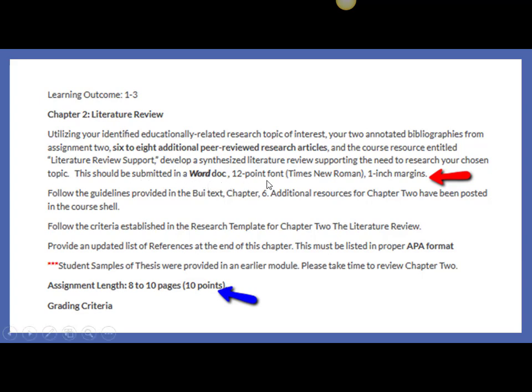This is a Word doc. If you haven't put it into a Word doc, 12-point font, Times New Roman, and with a 1-inch margin. So you want to follow this criteria throughout your entire paper.